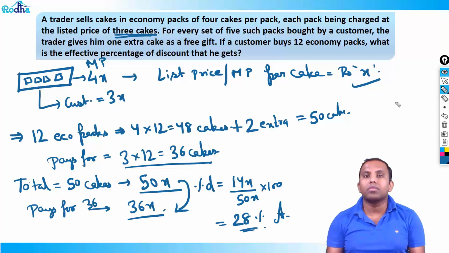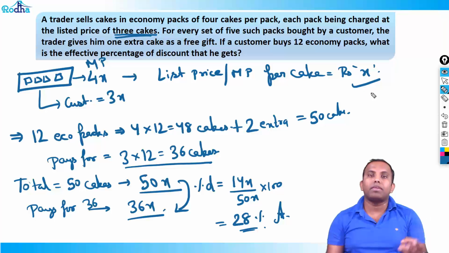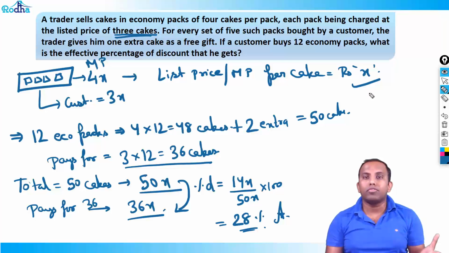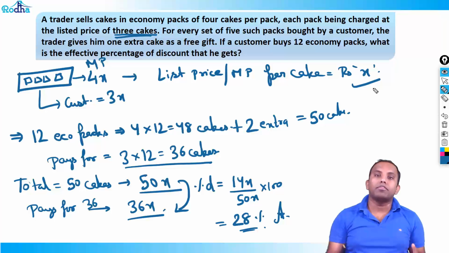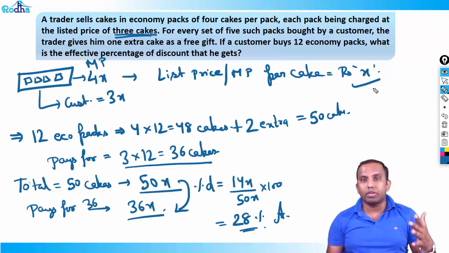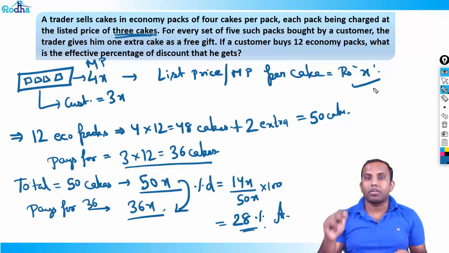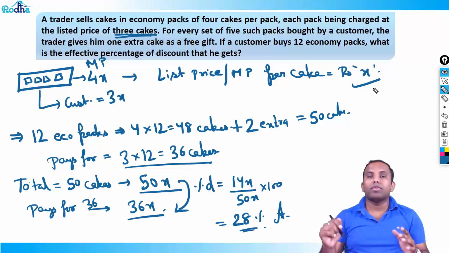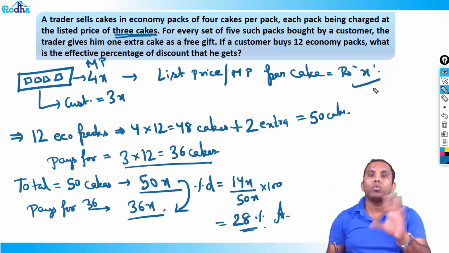Okay, I hope it is clear. So it looks like a big question, but it's actually very small. I can do it mentally also, right? Every pack has 4 cakes, he's paying for 3 cakes. If he buys 12 pieces, he's buying 48 cakes, but he's paying for only 36 cakes. With every 5 economy packs, he's getting 1 cake extra. So if you're buying 12 economy packs, he'll get 2 cakes extra.